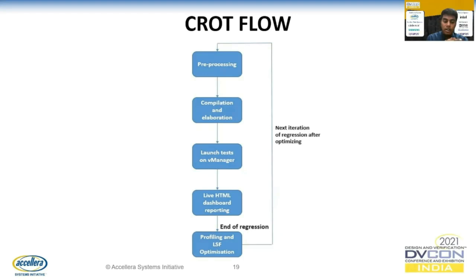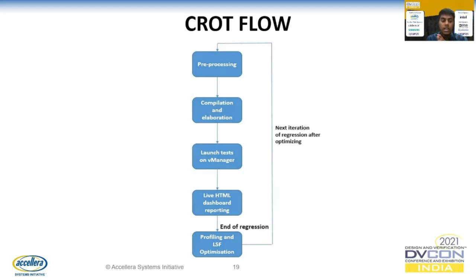This is the flow of our toolkit. The test vectors are directly taken from the exhaustive test plan. These test vectors are first run through the pre-processing scripts to check the initial errors. A complete list containing the builds that need to be run for this regression is generated.